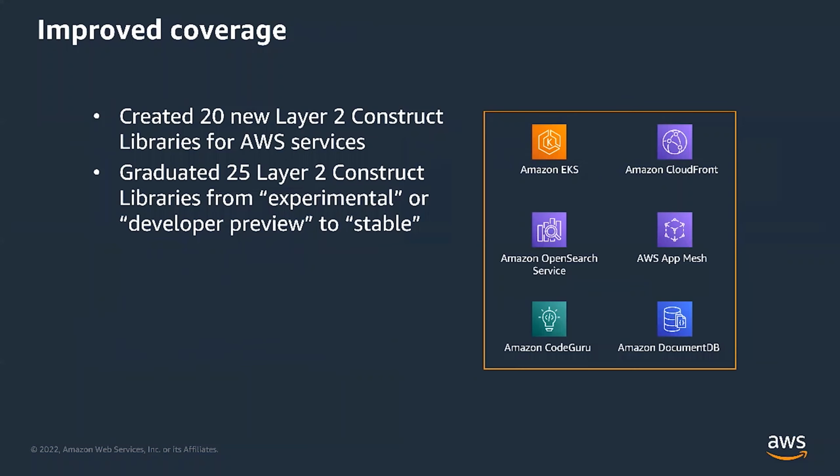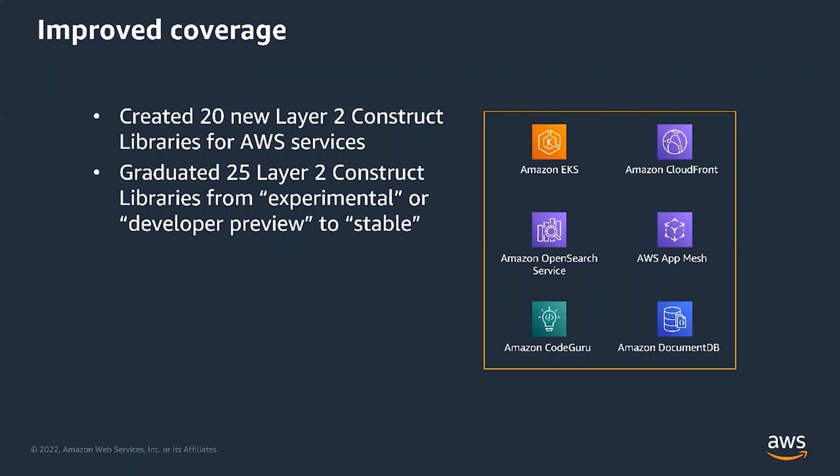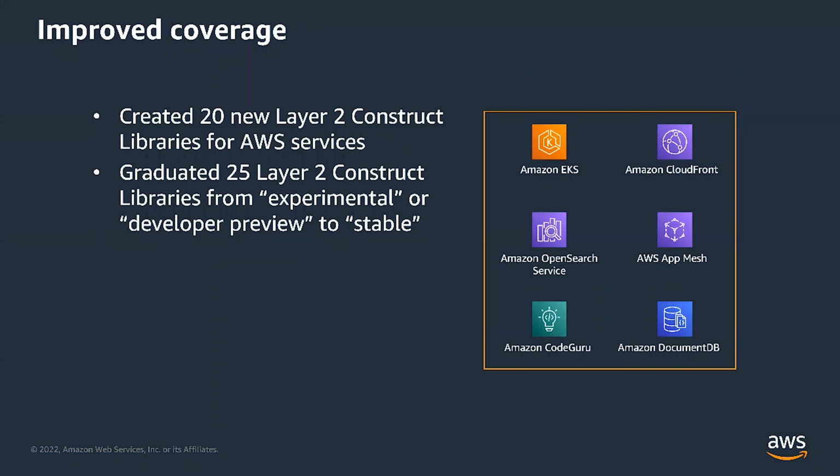Another new thing is that we have improved the coverage of the services. For example, we have more layer 2 constructs. We will see what the layer 2 constructs are just after. We have graduated other constructs from an experimental or developer preview to a stable state, meaning that you have insurance that it will be backward compatible if there are changes in the future. And so among the services, if you are running Kubernetes clusters, we have a layer 2 construct for Amazon EKS, for CloudFront, and other services like OpenSearch or AppMesh.